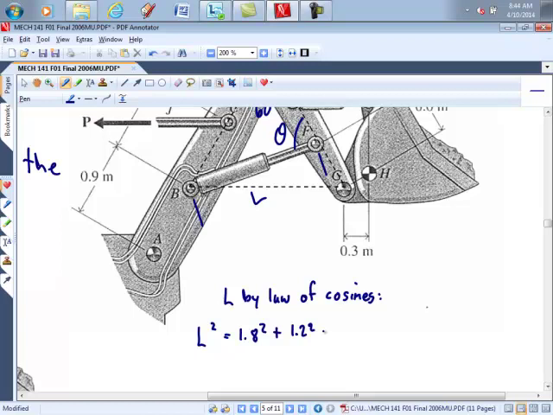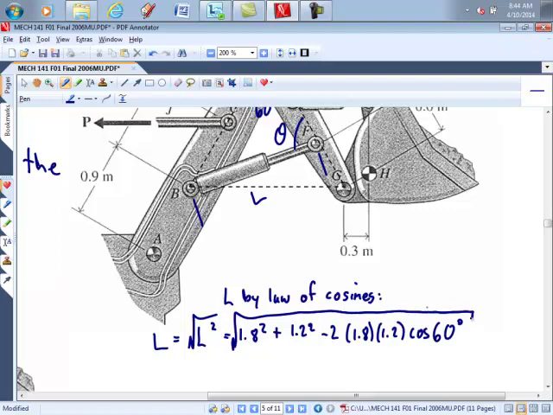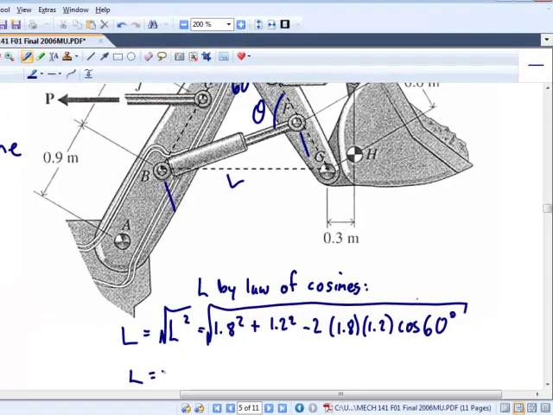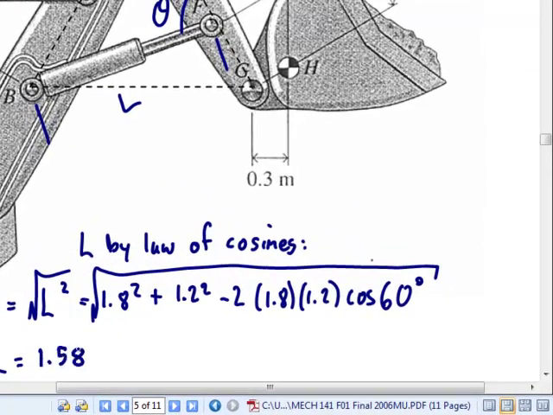And then minus 2 times 1.8 times 1.2 cosine of the angle between, which is 60 degrees. So L is going to be the square root of that, 1.587 meters. And then once we have L, then we can find this angle theta by the law of sines.